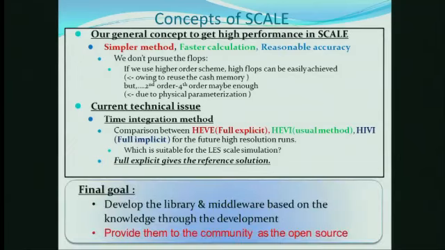So first we construct a full explicit version. And our final goal, as I mentioned, is that we develop a library and middleware based on the knowledge gained through the development, and provide them to the community as open source. Yes, the three-dimensional full implicit method.